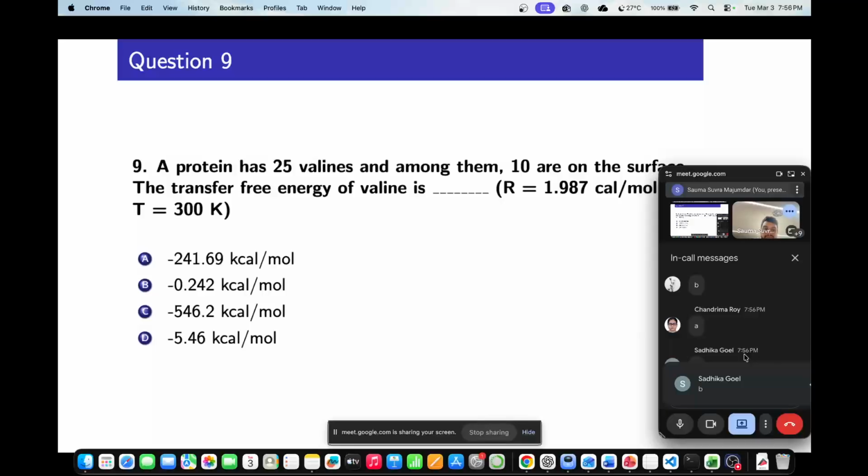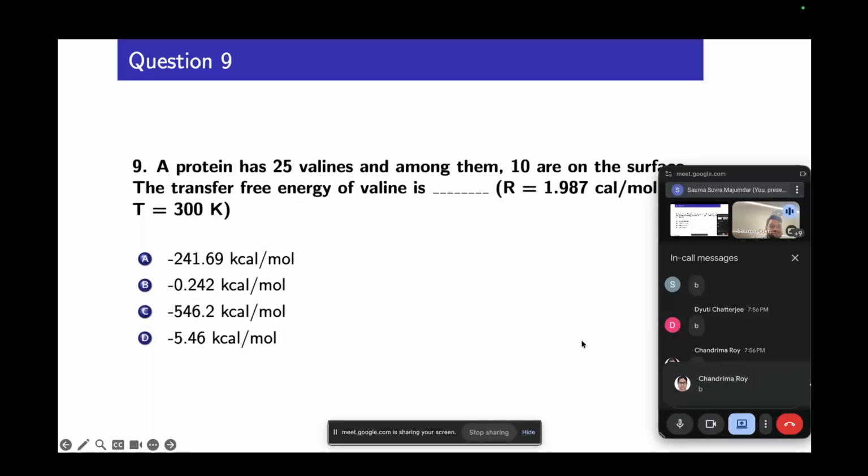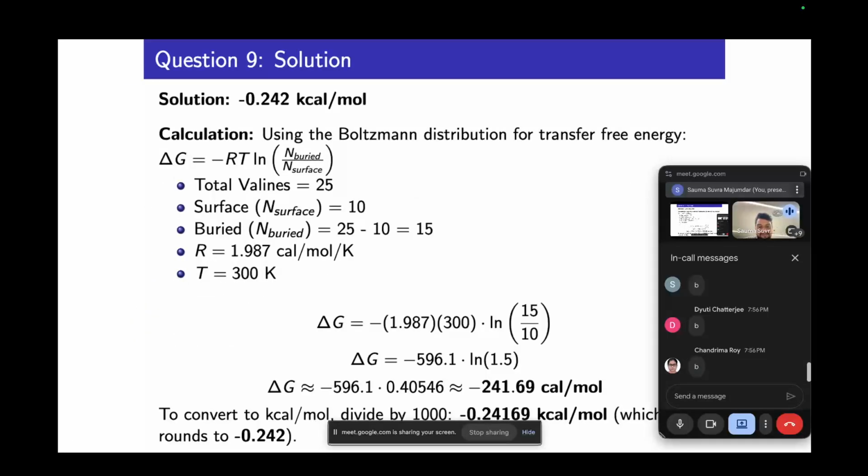Basically, you have to keep in mind the unit, since it is kilocalorie. If you divide by 1,000, it's the second option. So basically, you have the number of buried residues and the number of residues on the surface. You take a log of that and negative RT. If you solve this, it comes to around negative 0.242 kilocalorie. If you calculate, it will come out in calorie per mole, but you have to keep in mind the unit. So kilocalorie.